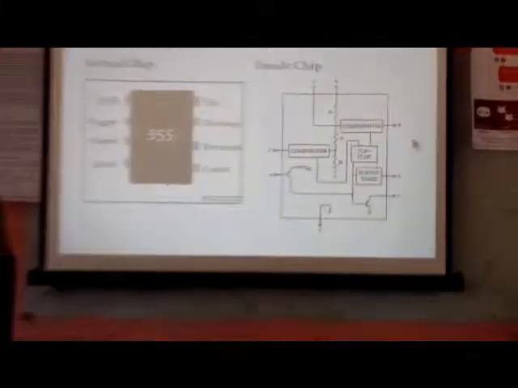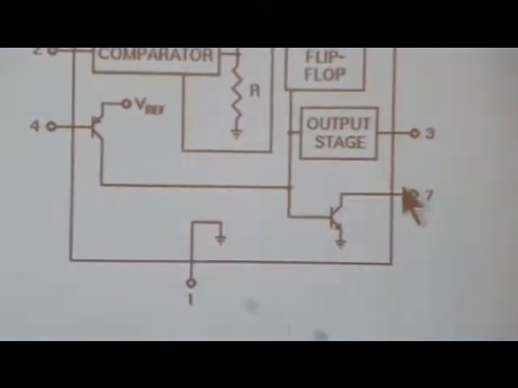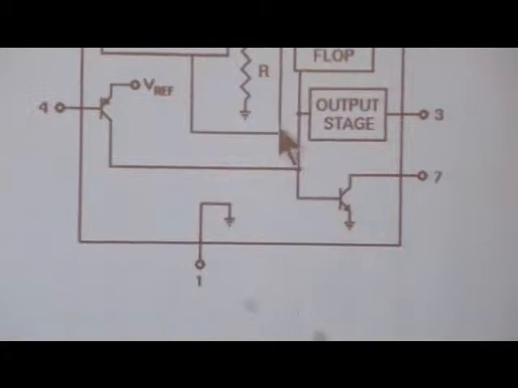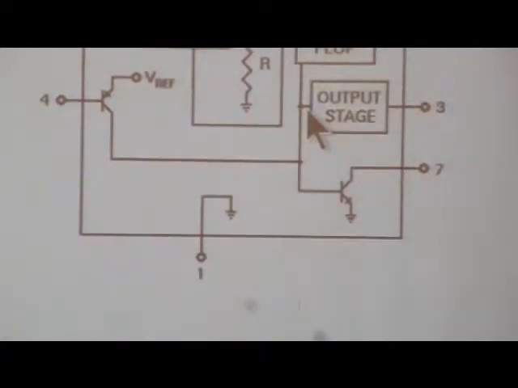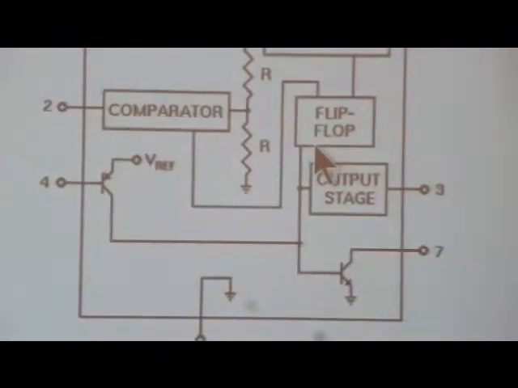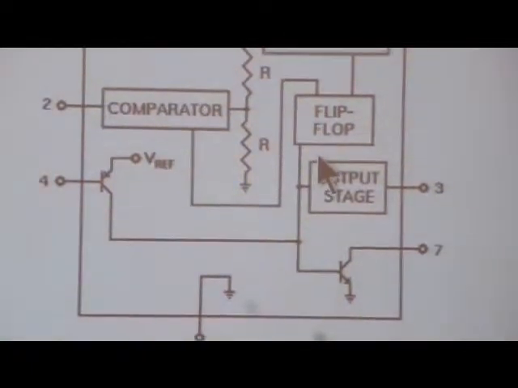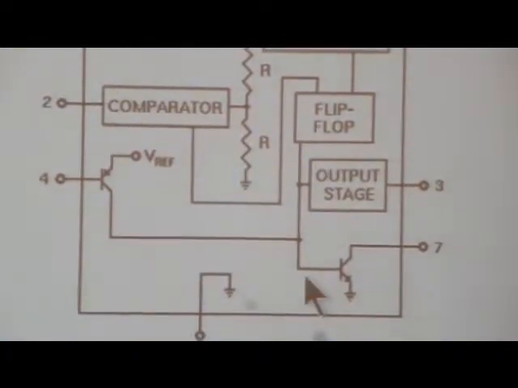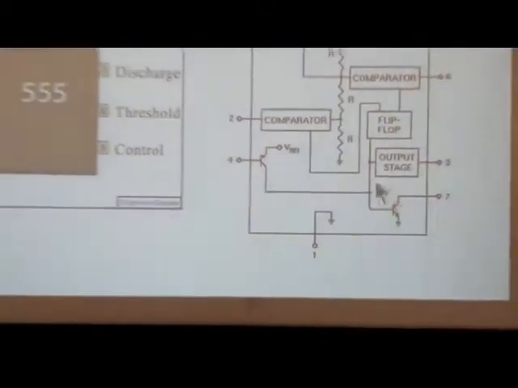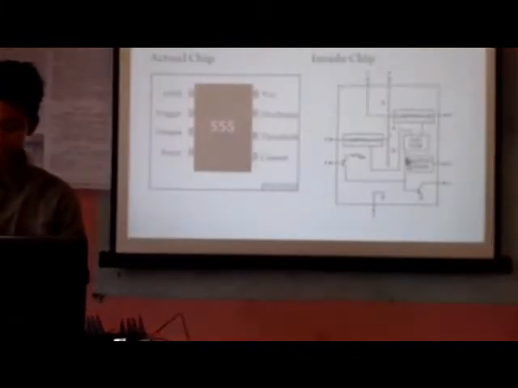Discharge pin. The discharge pin is internally the collector of an NPN transistor. Its base is connected to the output stage of the internal control flip-flop, and the emitter of the circuit is ground. As you see in the picture or slide, pin 7 has a transistor connected inside and its base is connected to pin 3.